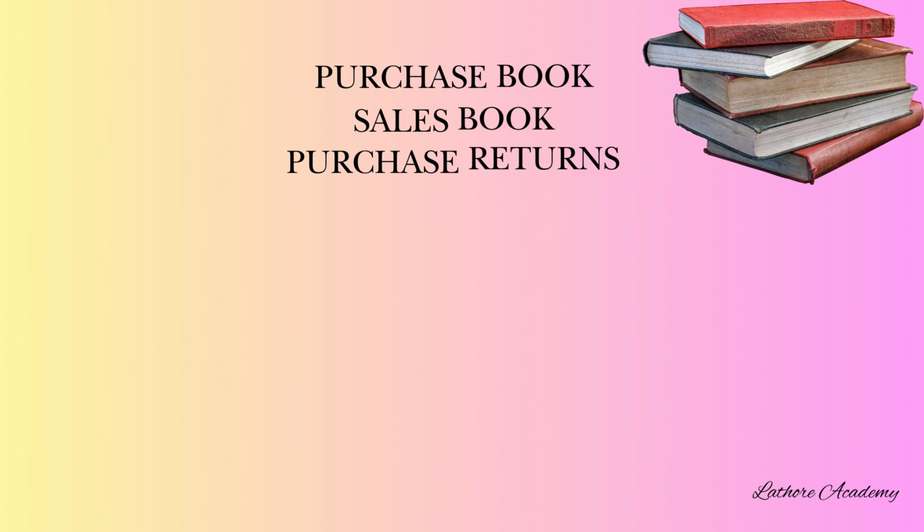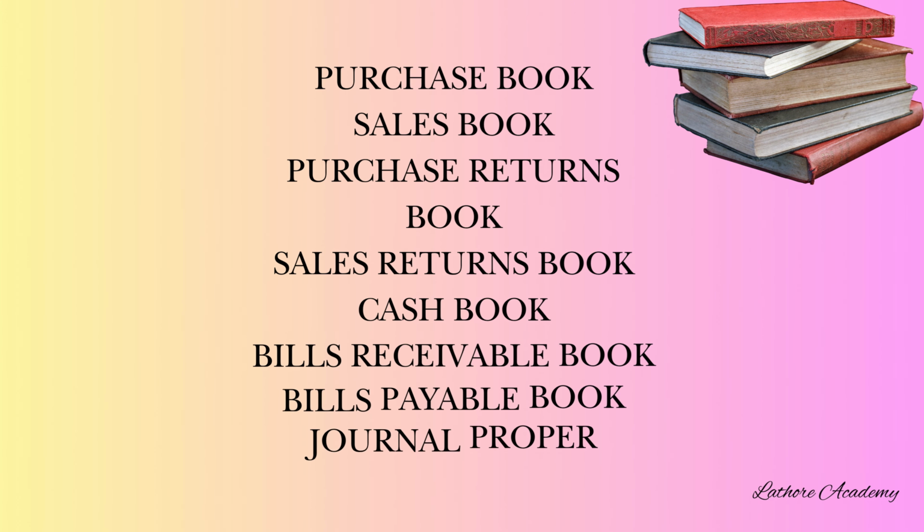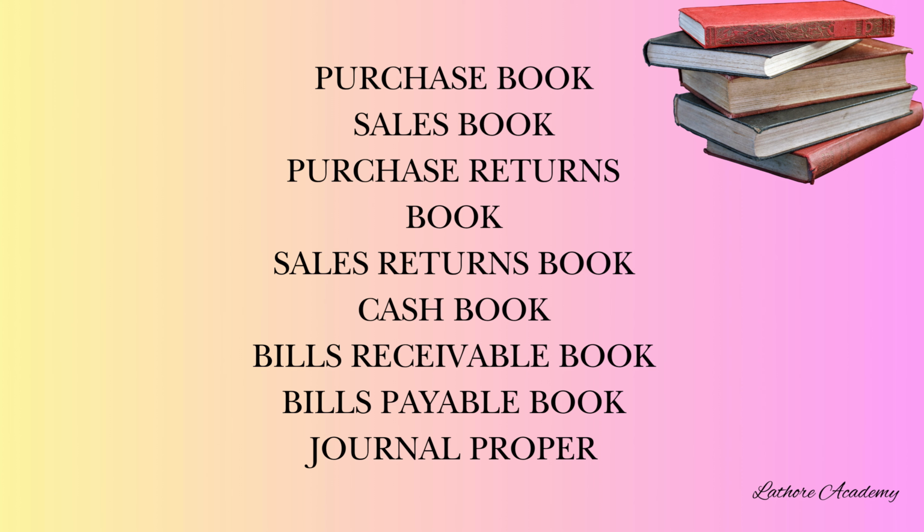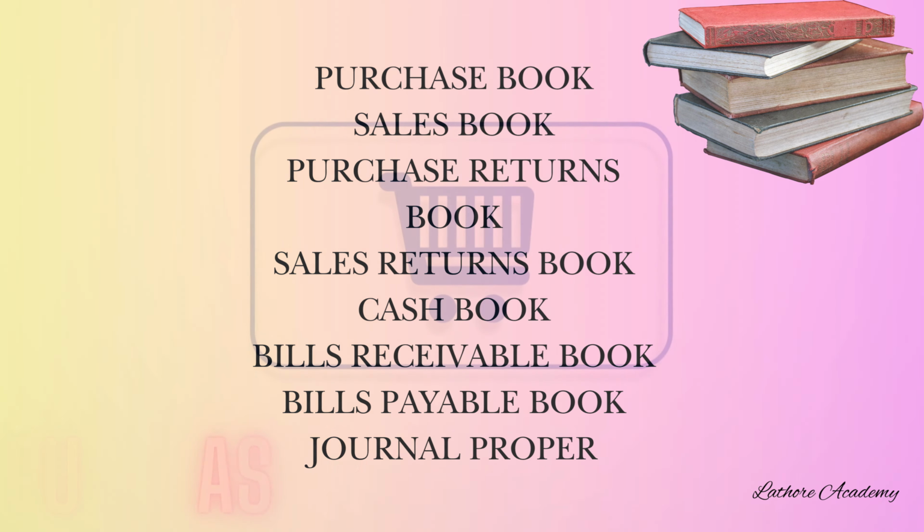The different types of subsidiary books are purchase book, sales book, purchase returns book, sales return book, cash book, bills receivable book, bills payable book, and journal proper. Let us start understanding one by one.